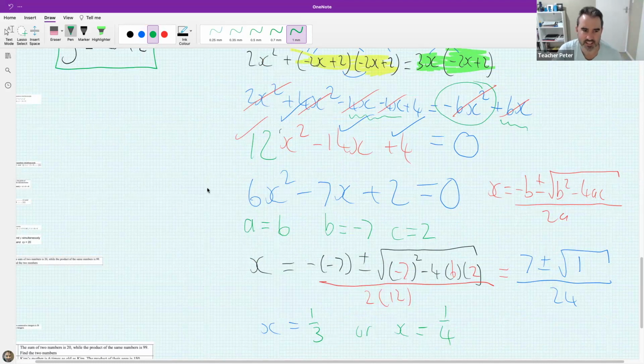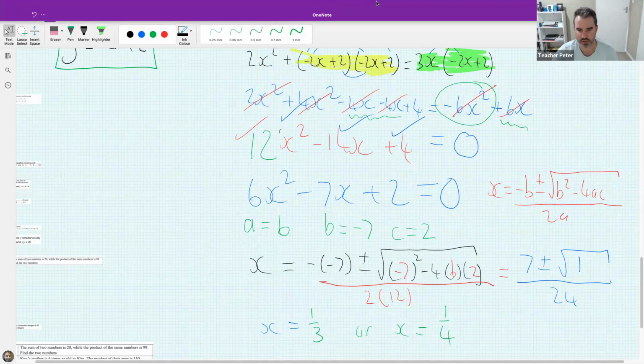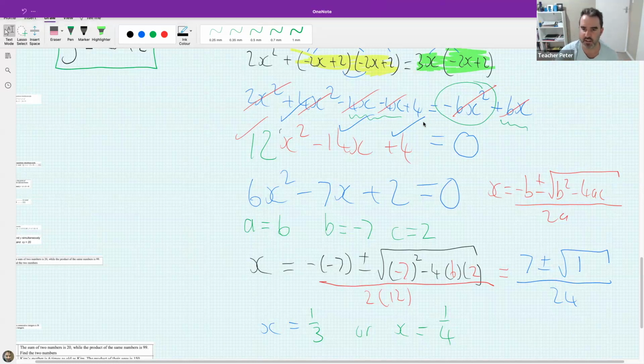Did anybody get that as well? Give me a thumbs up if you get x is a third and x is a quarter. That's why I couldn't get it. I seem to struggle to get it with my normal factorizing. Okay, fantastic. Now get me my y values, and then it's time for a break.